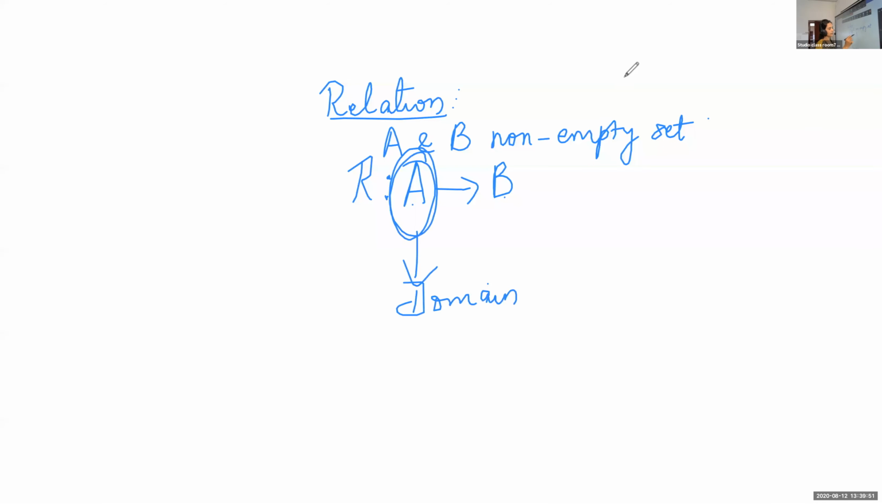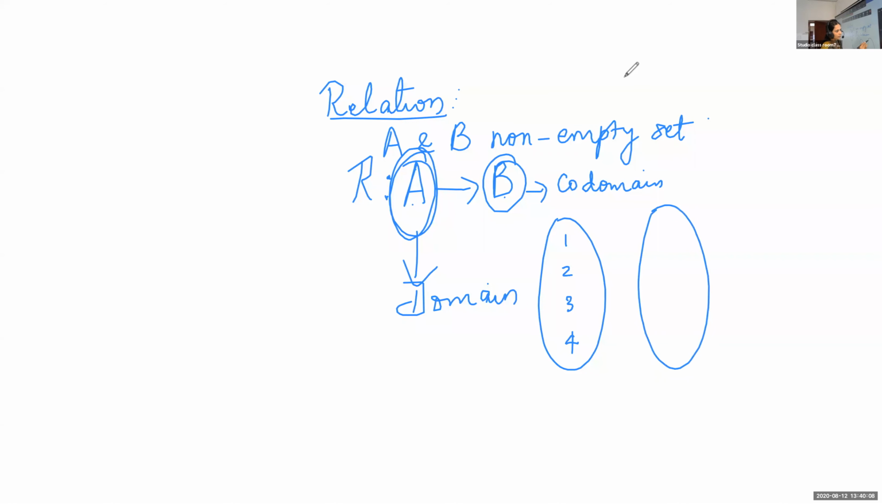If it is B, we call it the codomain. If every element of A... for example, I'll show one example here. I'm drawing one figure. 1, 2, 3, 4 and 2, 4, 6, 8. The first set, capital A, contains the elements 1, 2, 3, 4. If I take the second set B, it contains the elements 2, 4, 6, 8.